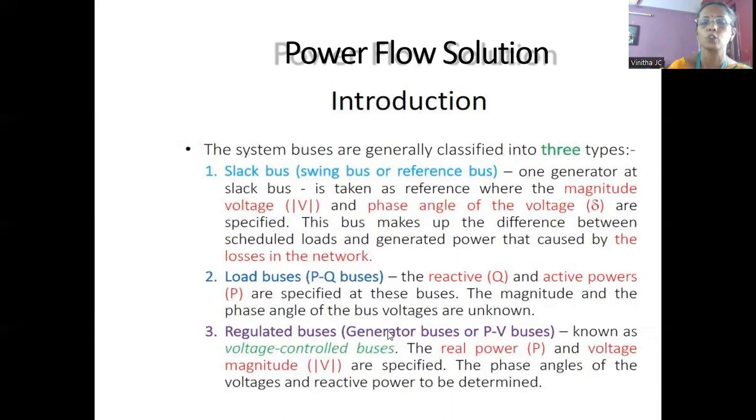The third type is called the generator bus, also called the PV bus, voltage controlled bus, or regulated bus. For the PV bus, the real power P and the voltage magnitude are specified for this generator bus. After solving the load flow equations, we need to calculate the parameters Q as well as the delta angle.